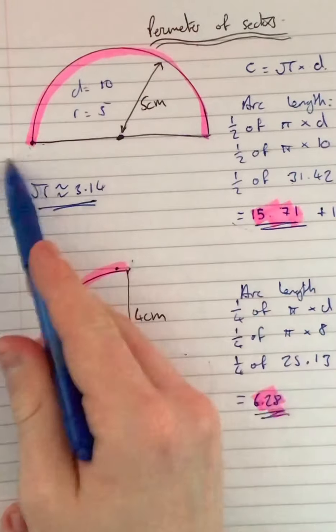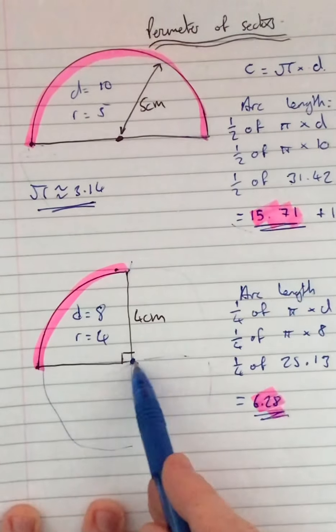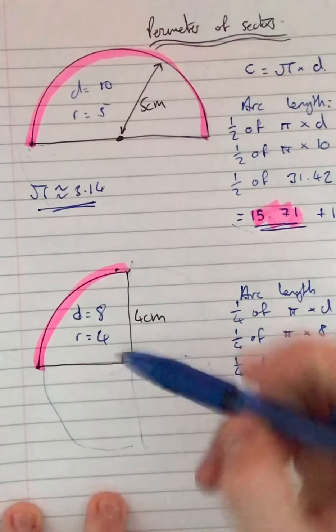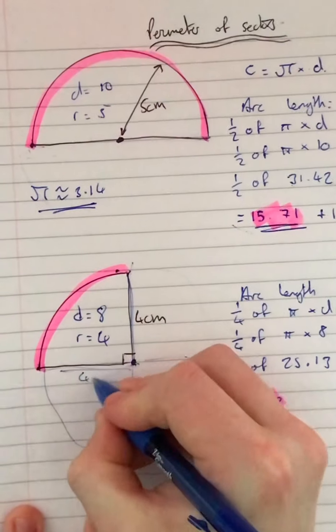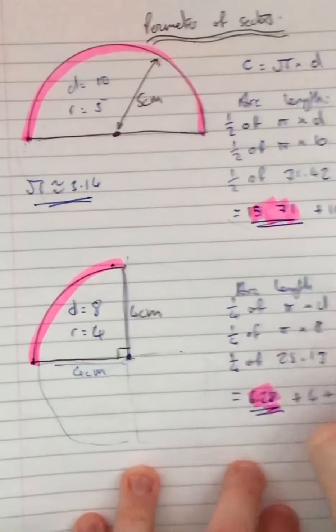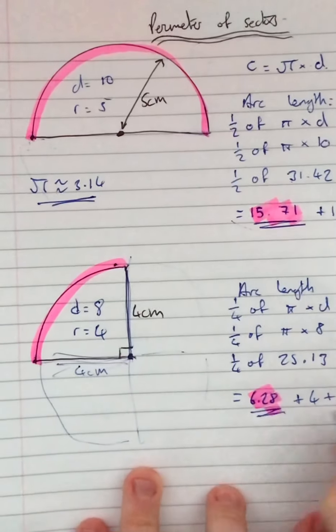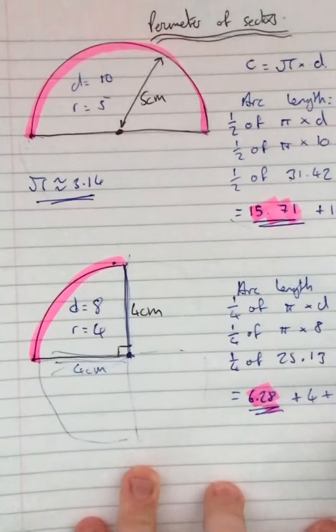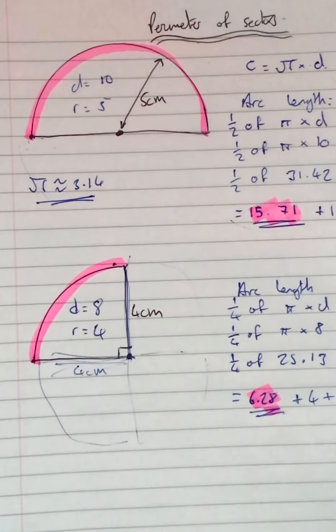So like I had to add this part on in the previous example, I need to add on both of these parts. Now, if that's the radius, that's also the radius. So that's 4 centimetres as well. So I'm going to add on this bit and this bit. So I'm going to add on 8 centimetres in total, which gives me 14.28 centimetres because it's a distance.